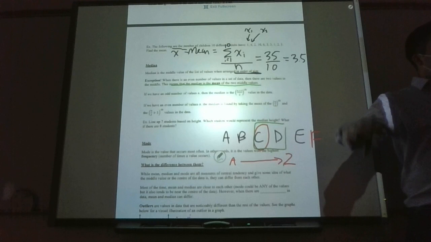I was going to do an activity with your heights, but unfortunately, because of social distancing and the whole thing, I thought maybe not.